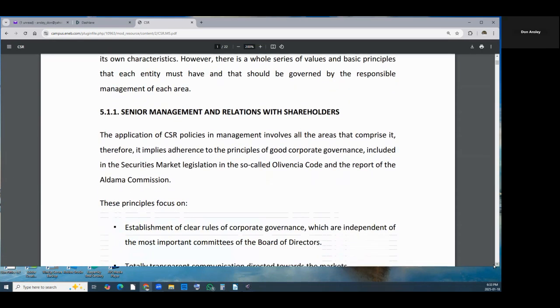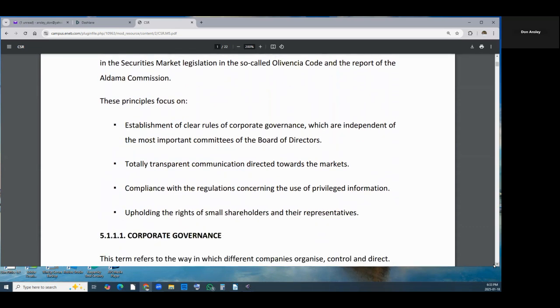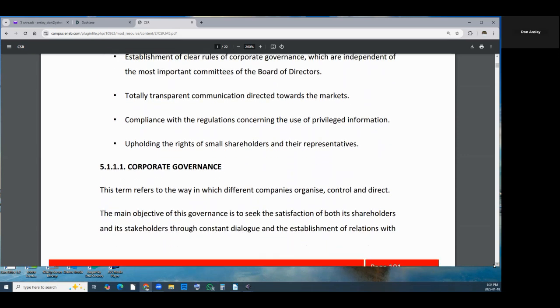Senior management in relations with shareholders. The application of CSR policies and management involves all of the areas that comprise it. Therefore, it implies adherence to the principles of good corporate governance, including in the securities and market legislation in the so-called Olivencia Code and the report of the Aldama Commission. These principles focus on the establishment of clear rules of corporate governance, which are independent of the most important committee of the board of directors. Total transparency in communication directed towards the markets, compliance with regulations concerning the use of privileged information, and upholding the rights of small shareholders and their representatives.